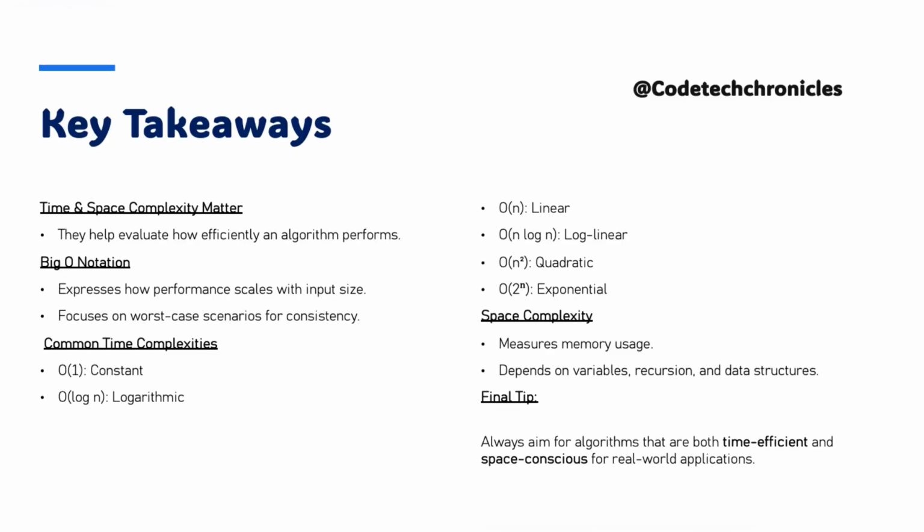Alright, here are the key takeaways from today's session on time and space complexity. Time and space complexity help you write scalable, optimized code. Big O notation expresses how performance grows as input grows. Focus on worst case performance for consistency. Aim for algorithms that are time efficient and space conscious. Know the common complexities. Use this knowledge to choose the right algorithm and refactor poorly performing ones.